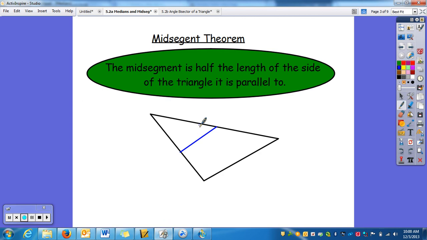Alright, so going back here. The midsegment is half the length of the side that it is parallel to. So in other words, if this is 10, this length here is 5. And notice that they are parallel to each other.